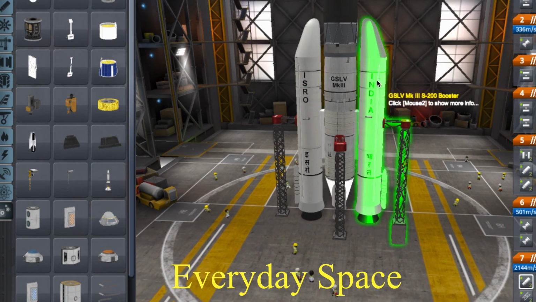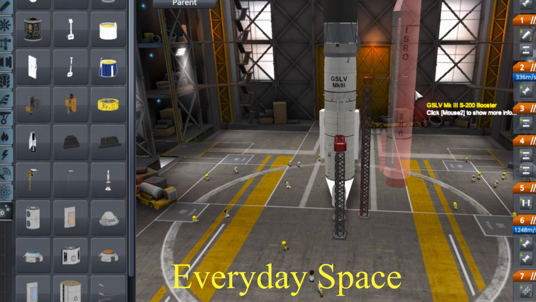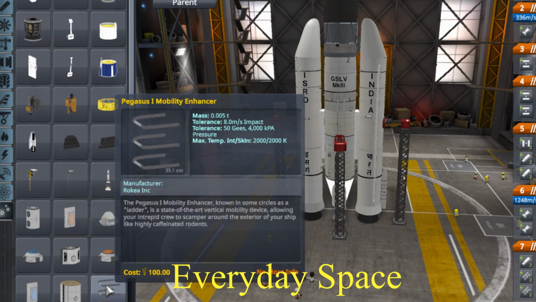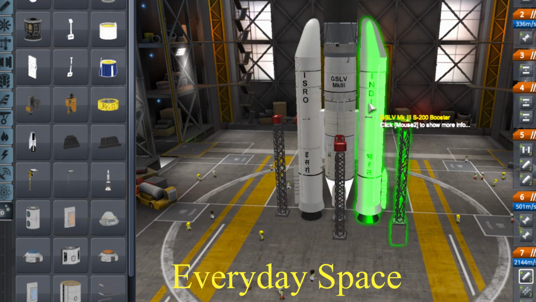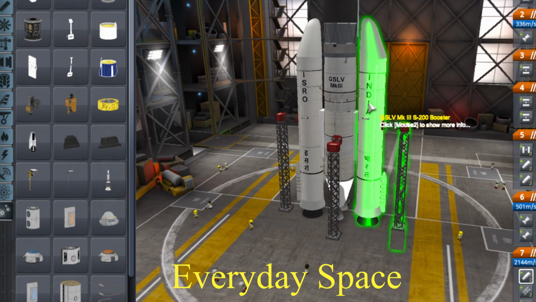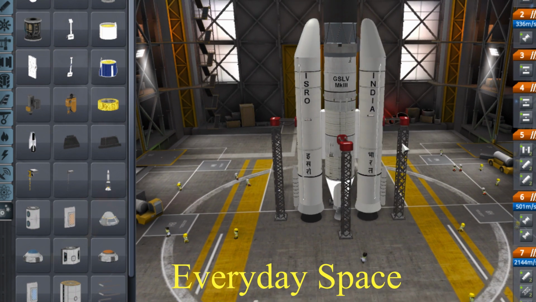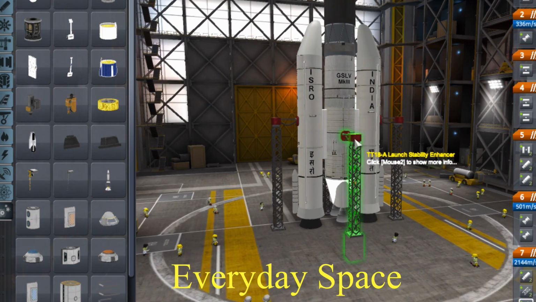The first stage of the rocket are these S200 solid rocket boosters. These two solid rocket boosters are the main solid rocket boosters and will ignite at the start of the launch. After these two, now let's look at the first stage of the rocket.